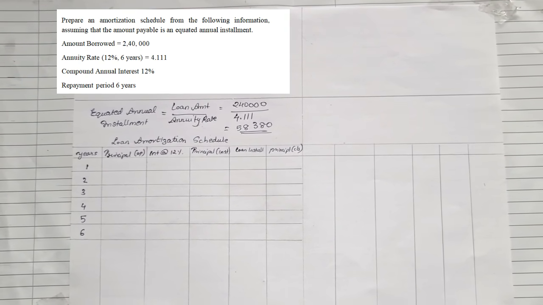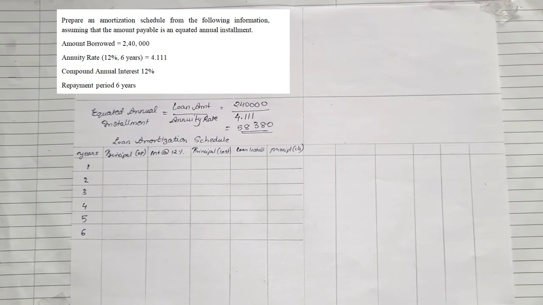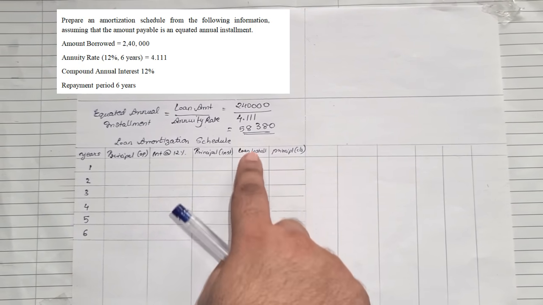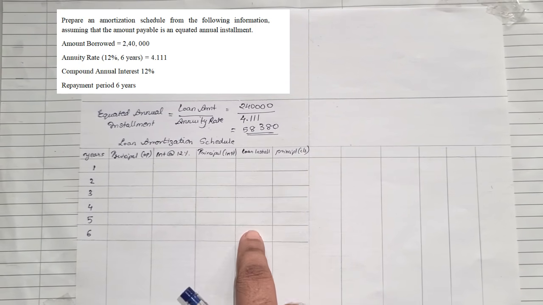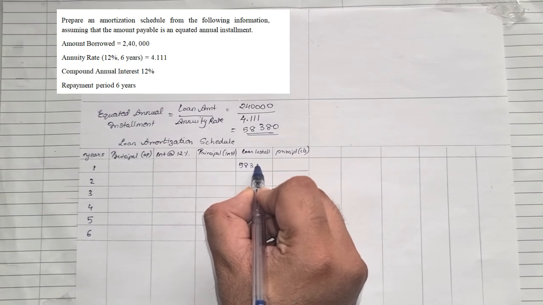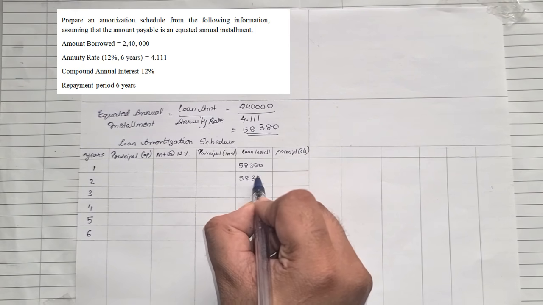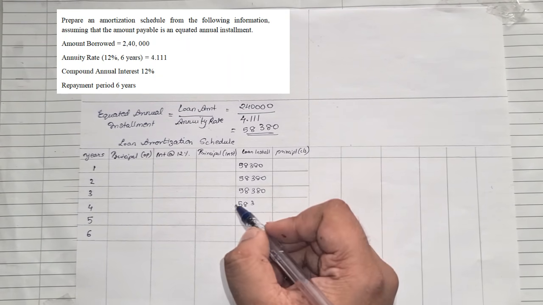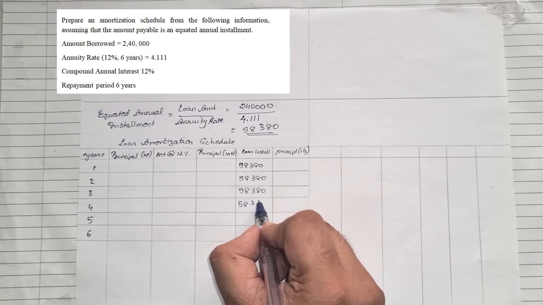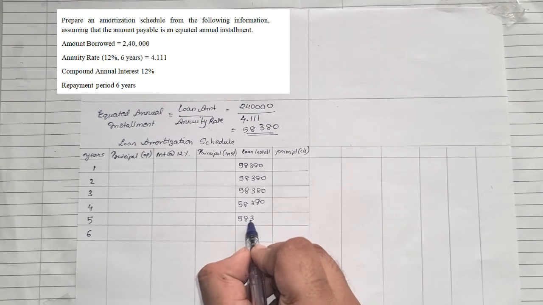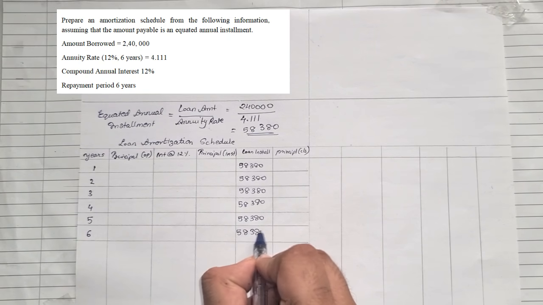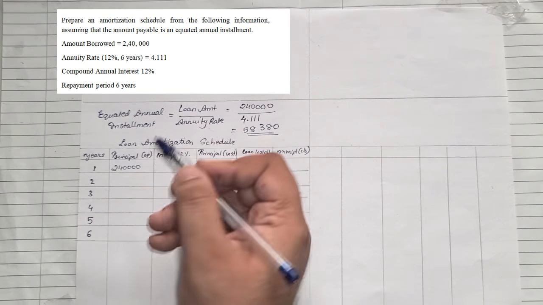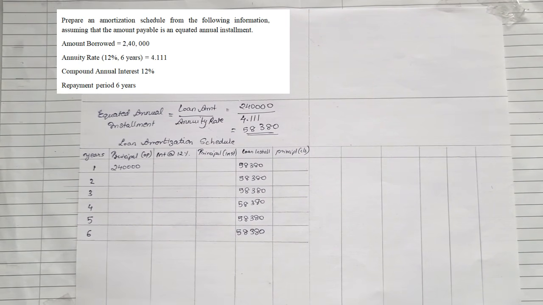Now this was the sum where they had asked us to find the entire schedule as per equated annual installment, meaning the loan installment, equated annual installment will remain the same for all the 6 years. So 58,380 will remain for all the 6 years. If they want you to find with the equated annual installment, meaning annual installment will remain the same for all the years, that is 58,380 for all the 6 years. Now your opening balance of your loan was 2,40,000. Chalo, with the help of calculation, now we'll see how we can go ahead.